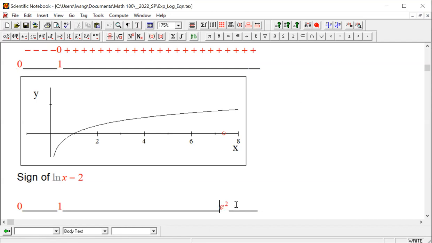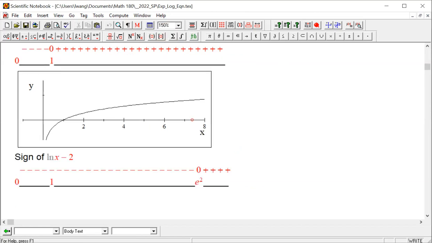When x equals e to the power 2, then ln x minus 2 is going to be 0. Less than that is going to be negative, right? So all of these are going to be negative for ln x minus 2. And at e squared, that's going to be 0. Above it, it's going to be positive. Okay, so this is a sign analysis.